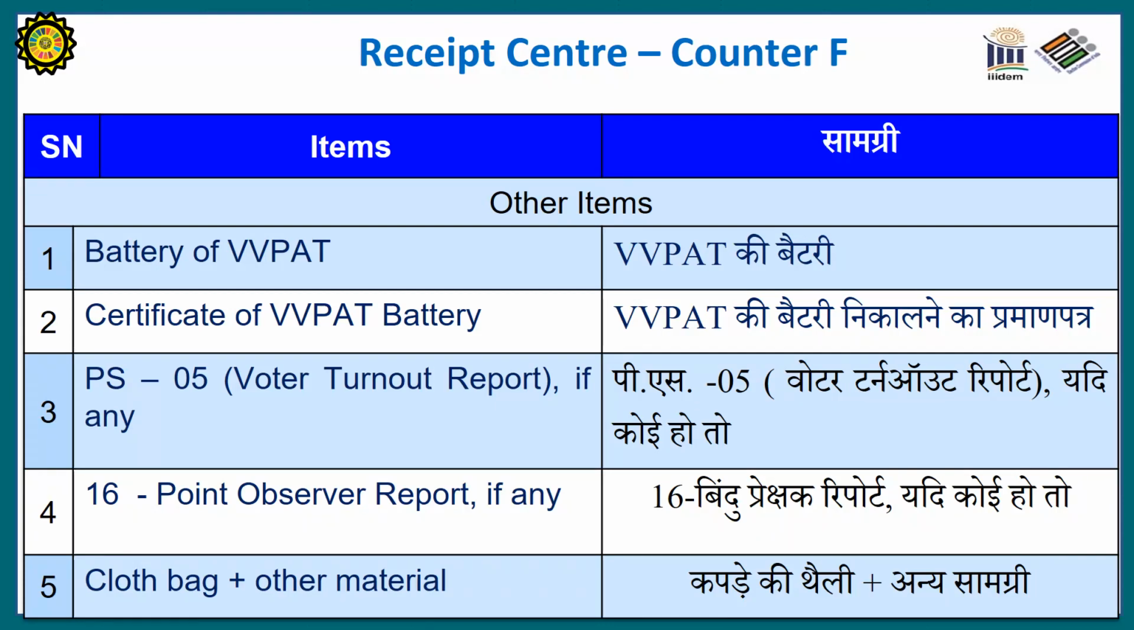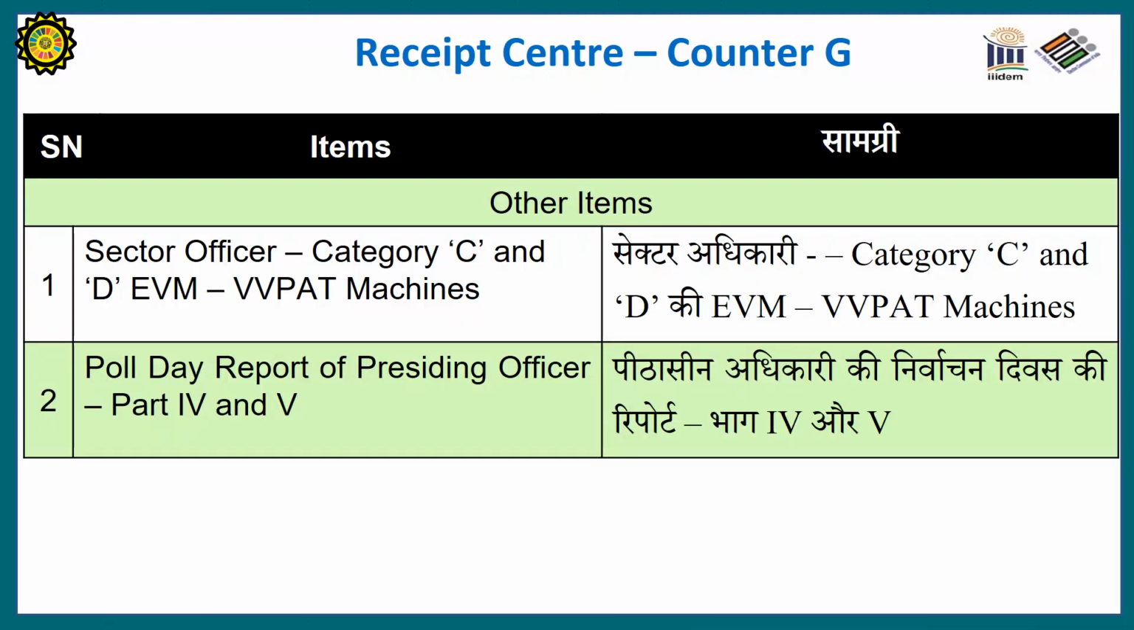certificate of VVPAT battery, PS05, that is voter turnout report if any, 16-point observer report if any, cloth bag plus other material. The seventh counter, that is counter G, will deposit the reserved machines, that is category C and category D machines, from the sector officer.